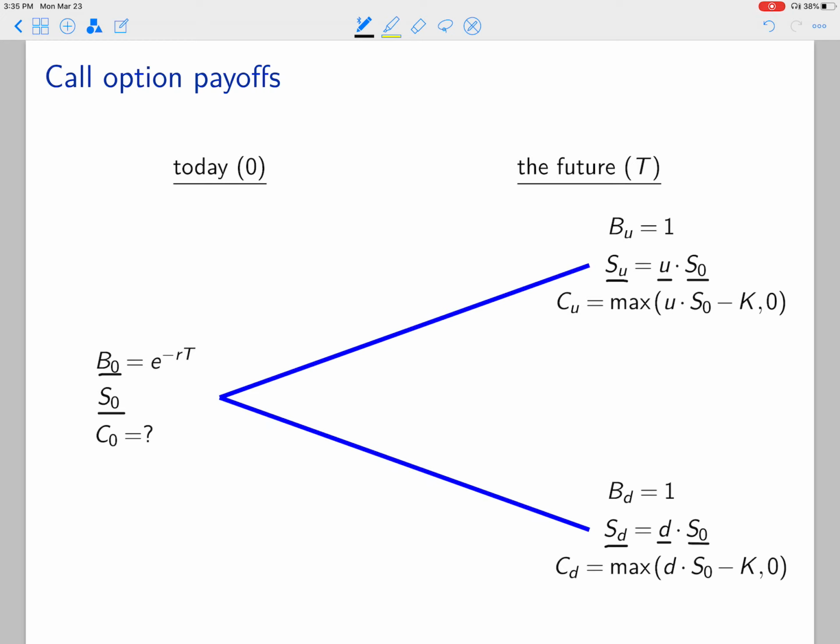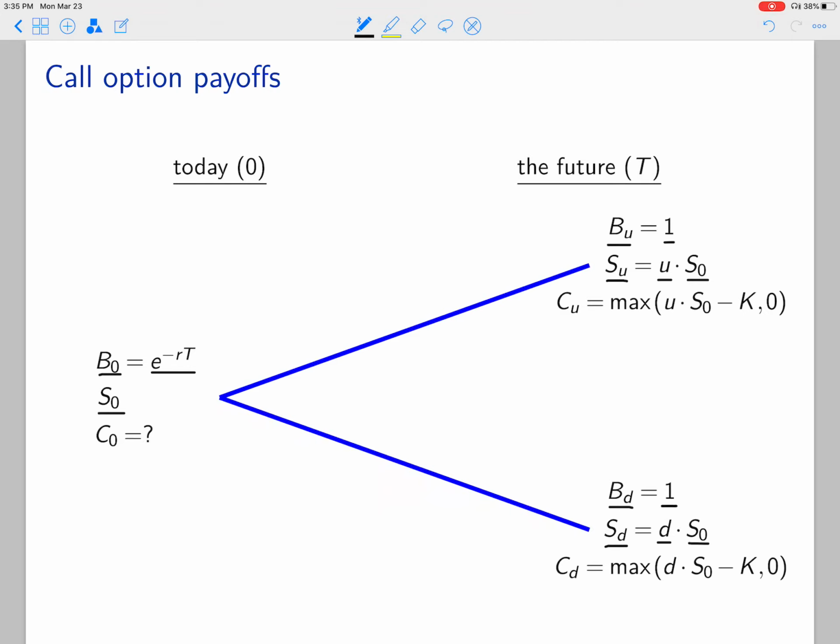Okay. The second asset was the bond. The bond had a price of e to the negative RT. It was the discount factor. The face value of the bond was 1. The bond was risk-free, which means that the bond's payoff in each state of the world was the same and equal to 1. BU was equal to 1. And the payoff of the bond in the down state, BD, was equal to 1 as well.